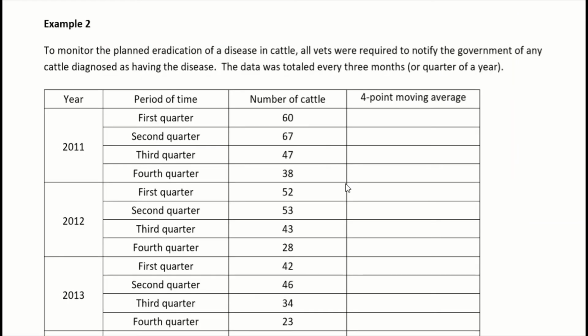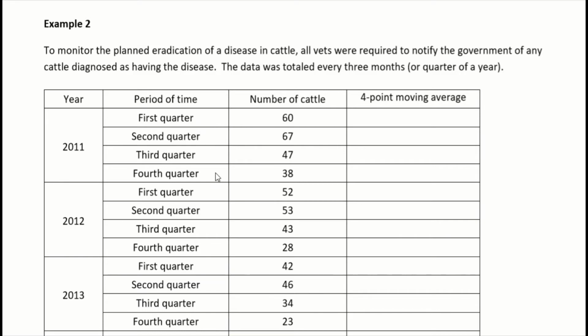Alright, so example 2, to monitor the planned eradication of a disease in cattle, all vets are required to notify the government of any cattle diagnosed as having the disease. You have this set of data that was totaled for every 3 months, or a quarter of a year. From January until March you have the first quarter, then from April until June, you have the second quarter, and so on.